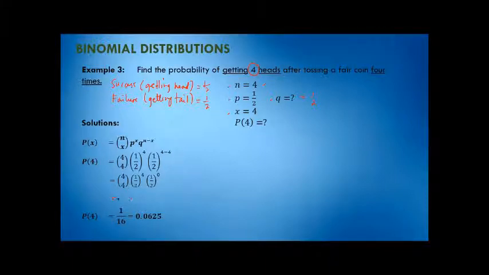If we're going to input in the calculator, ang ilalagay natin is combination of 4 taken 4 at a time times 1 half raised to 4 then times 1. Because the answer for 1 half raised to 0 is 1. So the answer for that is 1 over 16 or in decimal, 0.0625.